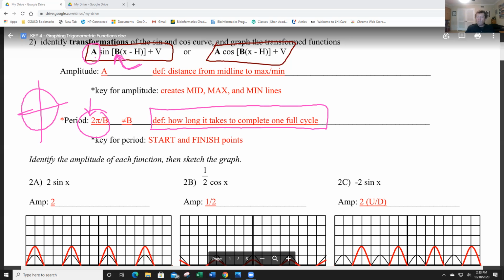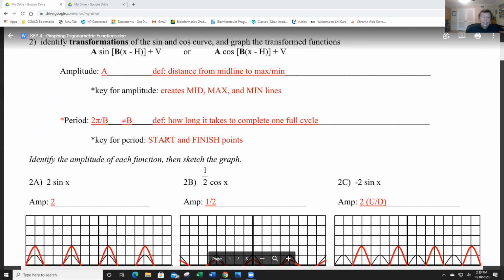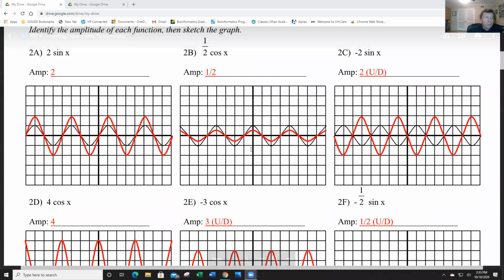And again, this video takes time. Today, we are not dealing with H and V. H is the horizontal shift. V is the vertical shift. V is the midline, by the way. Okay. So again, if you need to pause there and write that down, great. So let's just do this now. I think you're going to be successful if we just start going through these real slow.